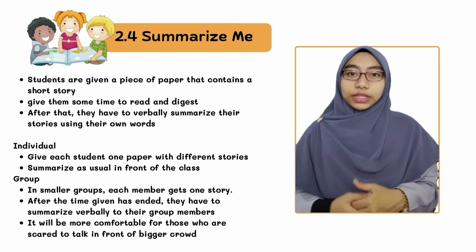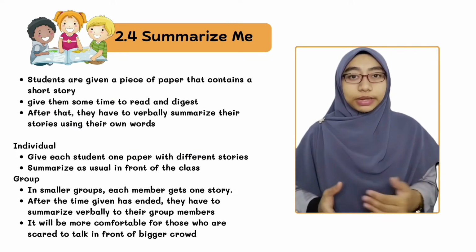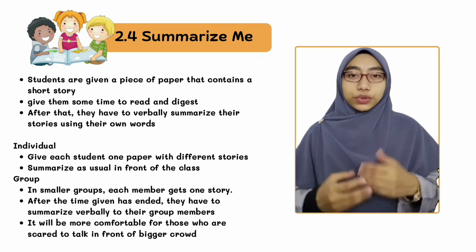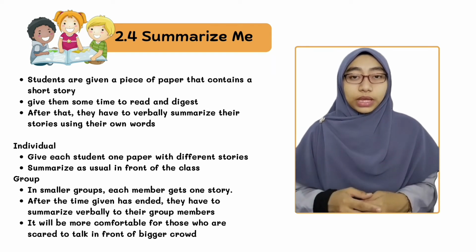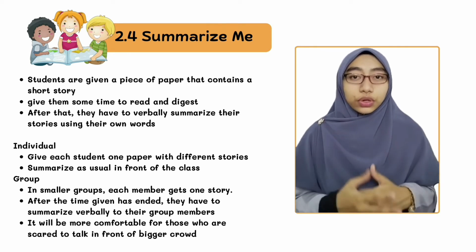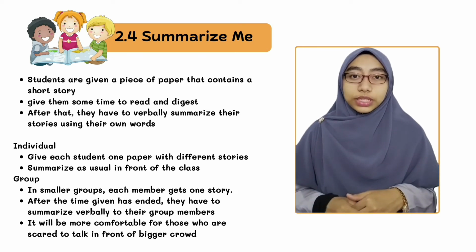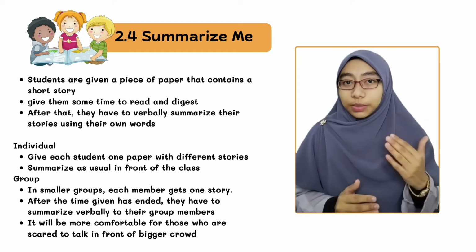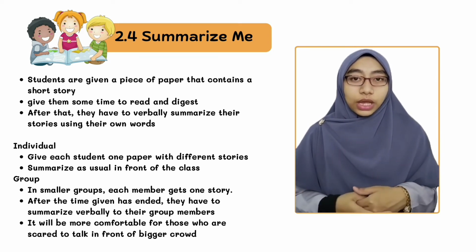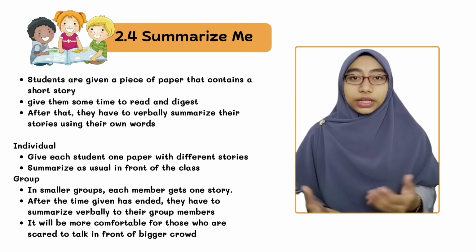The next activity that focuses on the use of the CLT method is Summarize Me. The teacher can conduct this activity by giving students a short story on a paper. In 5 to 10 minutes, the students have to read and digest these short stories. After that, the students have to take turns and present the summary of the short stories in front of the class verbally, using their own words on how they understand the stories.